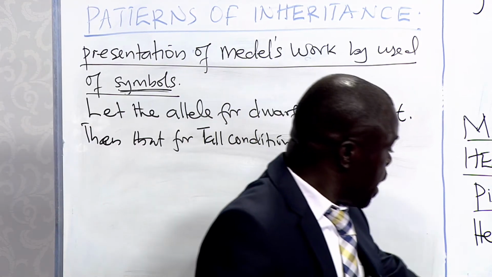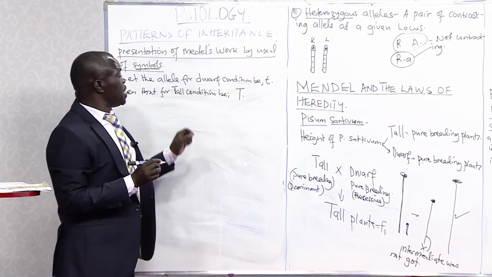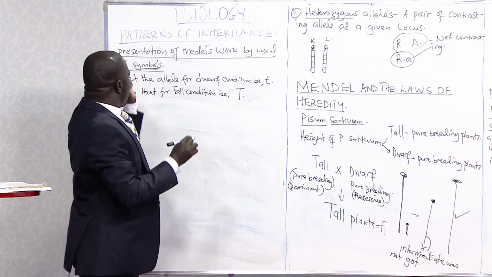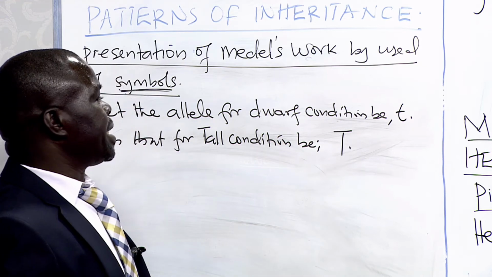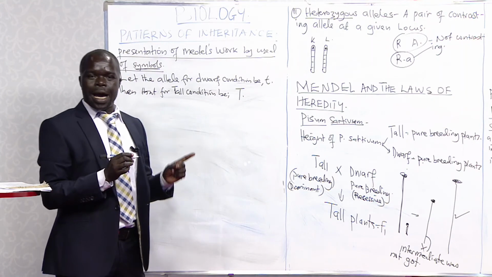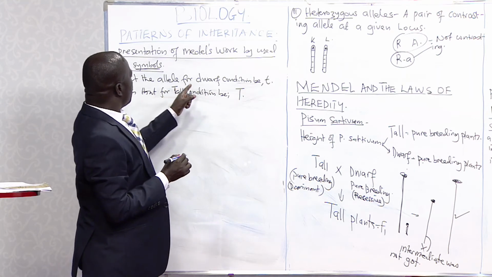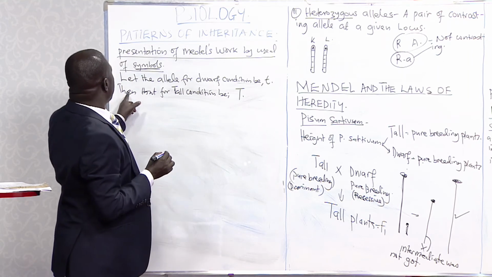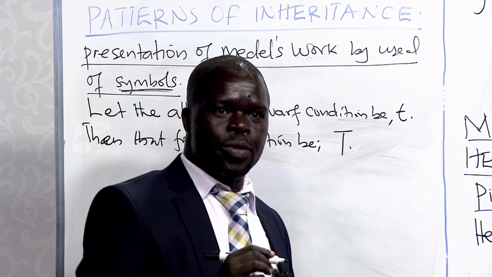We have already told you that the gene for dwarf is recessive. A recessive gene is represented by a lowercase letter, and a dominant allele is represented by a capital letter. I'm talking of genes because an allele is a gene, an alternative form of a gene. The allele for dwarf condition is small t because it is recessive, and that for tall condition is capital T because it is dominant.